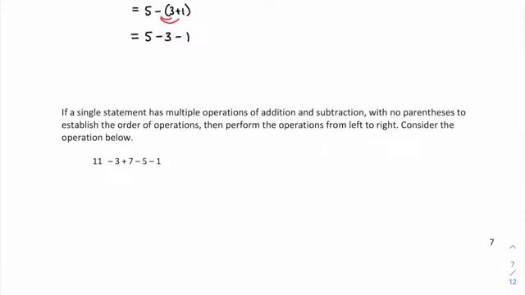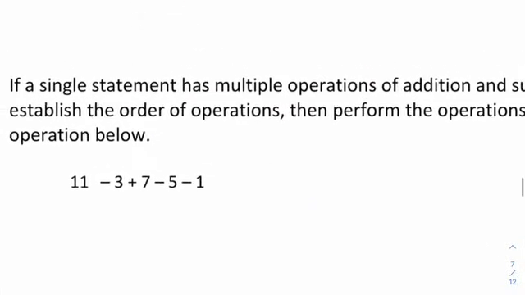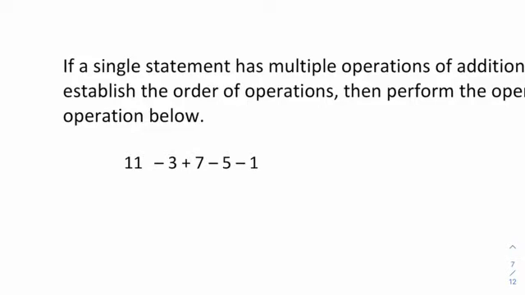In general, if a single statement has multiple operations of addition and subtraction with no parentheses to establish the order of operations, then simply perform the operations from left to right. Okay, so in this case here, that's 11 minus 3 plus 7 minus 5 minus 1. We just go in order. We do that part first. 11 minus 3 is 8.